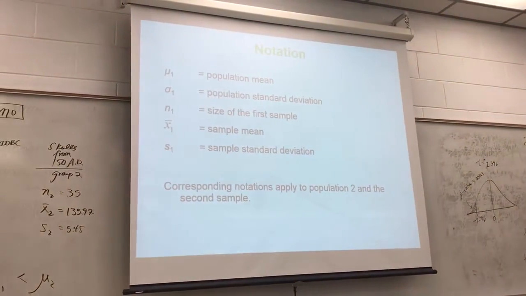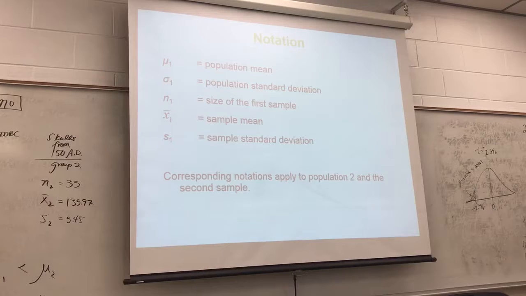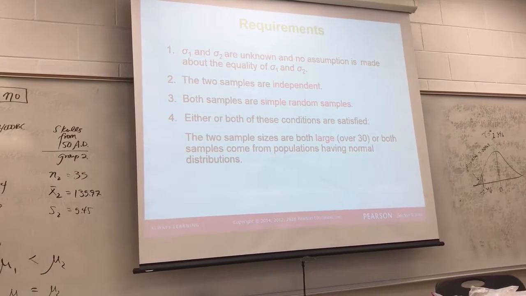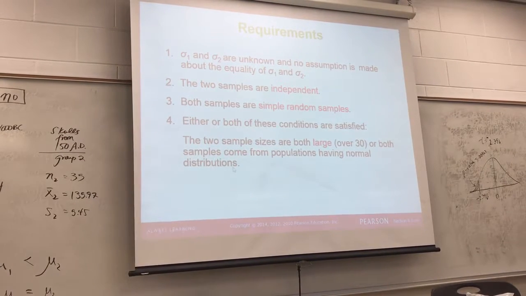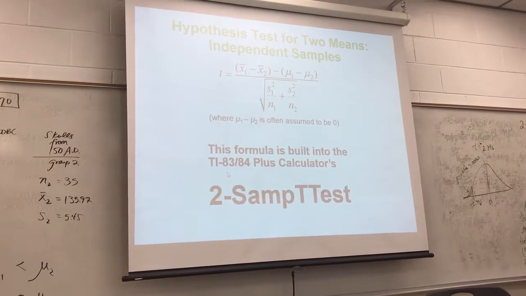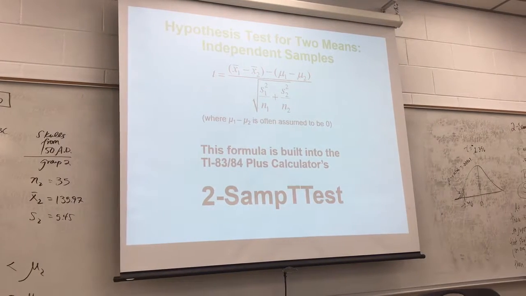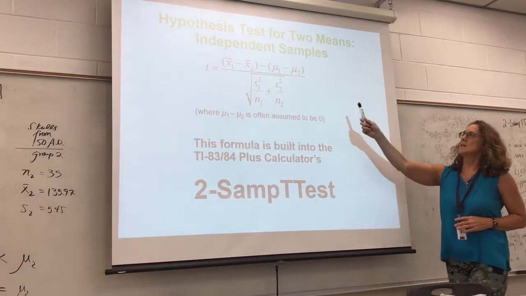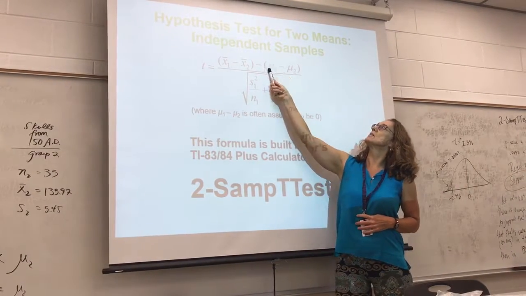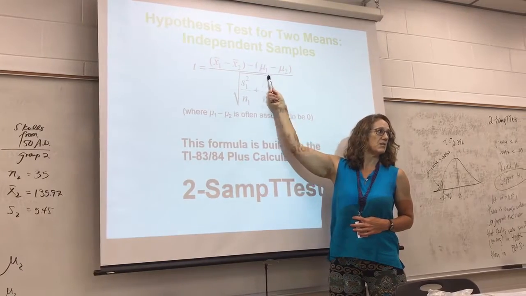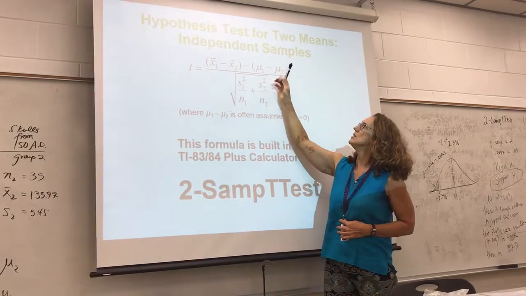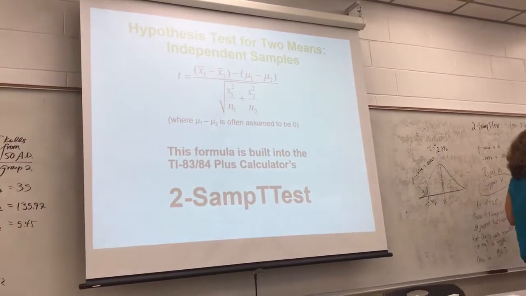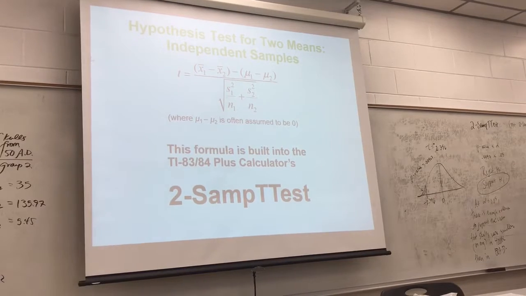Here's your notation, subscripted with 1s for group 1 and with 2s for group 2. And we're assuming all these things hold. And there's the lovely formula that's built into 2-SampTTest. The one nice thing is that this mu1 minus mu2 is always assumed to be 0, because the null hypothesis is always that they're equal. So if they're equal, their difference is 0. So that part actually doesn't play into the formula, but it's still somewhat cumbersome. And we don't have to use it.